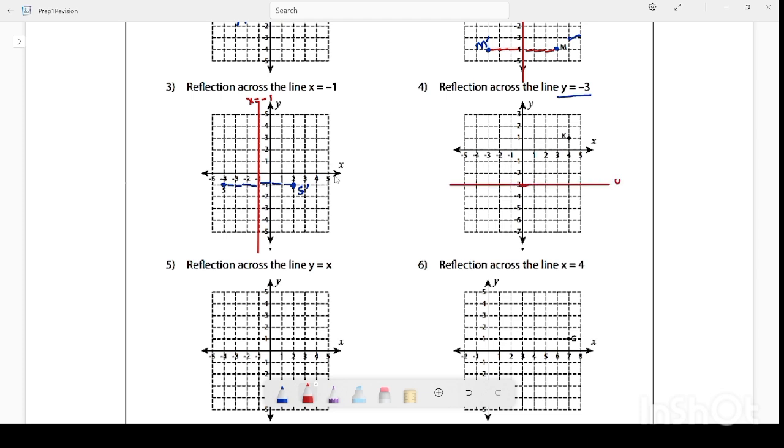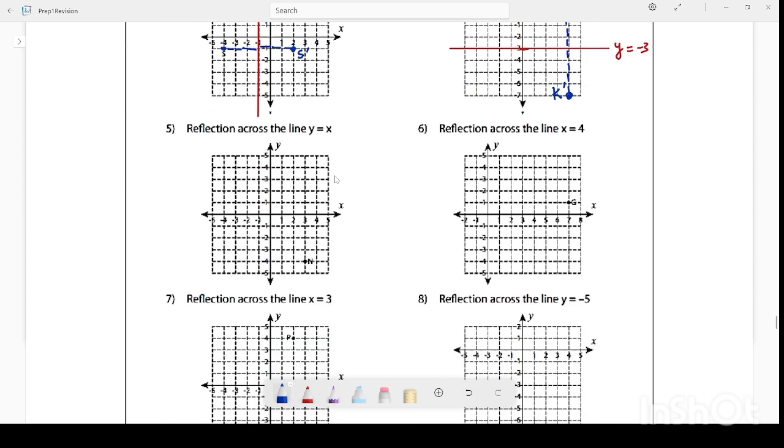This is y is equal to -3. And now we'll be looking for the point. The point is above the line, which is K, which is 1, 2, 3, 4 points away. So on the other side, we'll be drawing 4 points away. 1, 2, 3, 4. And this is the point which is called K prime, the reflection of K.